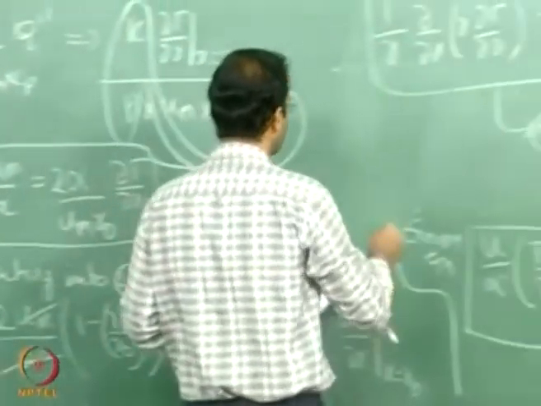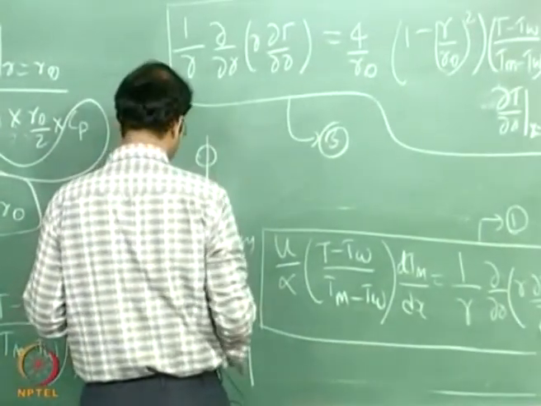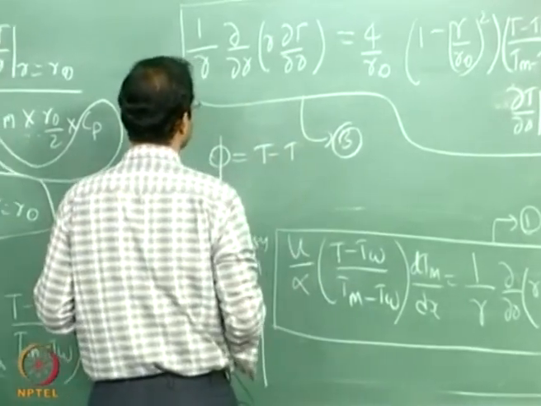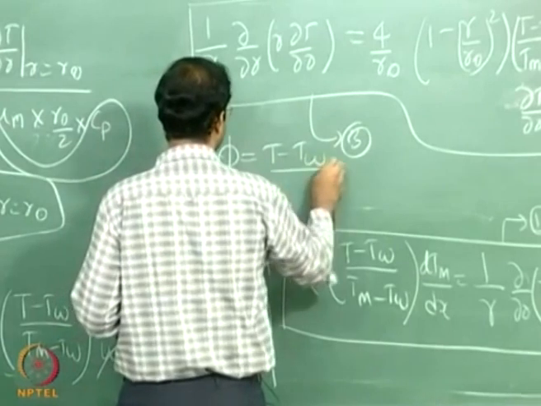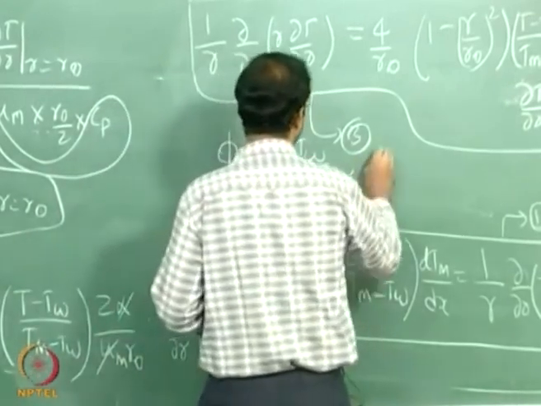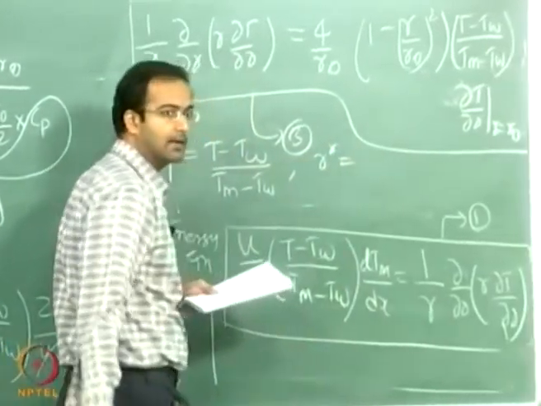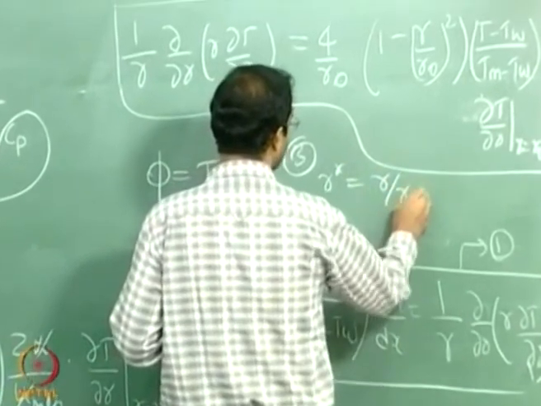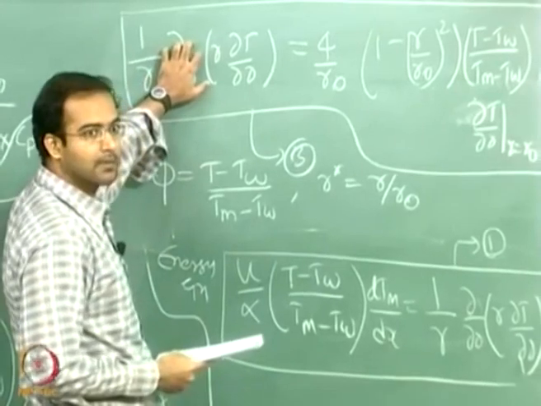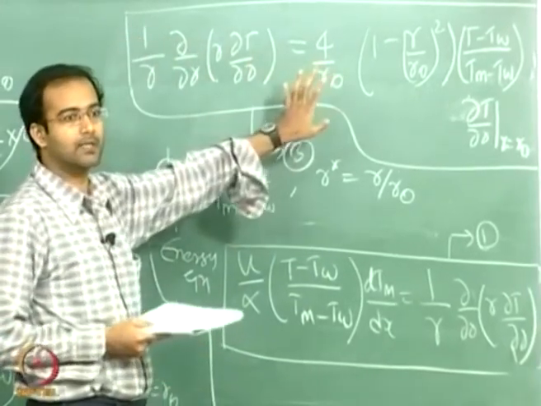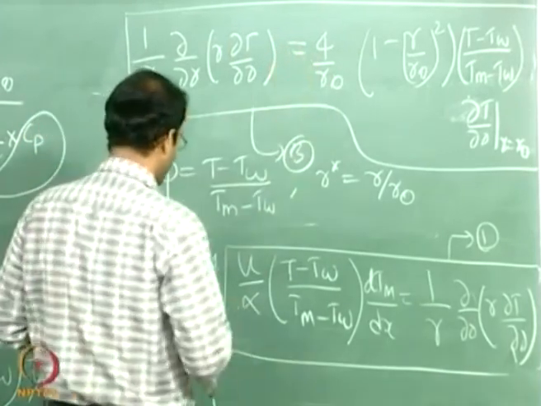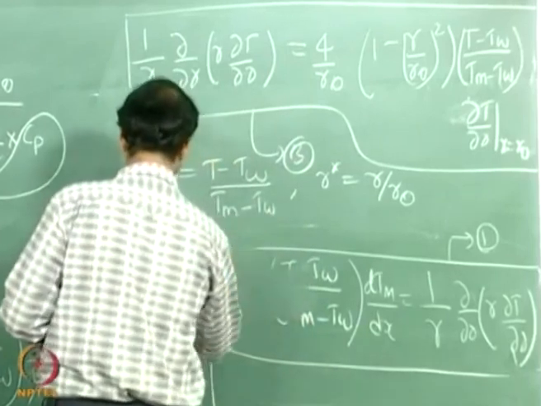Now I am going to introduce a non-dimensional temperature, theta or phi. I am using phi here to represent the non-dimensional temperature. I can write it as T minus T wall by T mean minus T wall, and a non-dimensional radial coordinate r star, which is nothing but r by r naught. I am going to substitute this into my equation number 3 and rewrite the entire equation in terms of the non-dimensional variables phi and r star.